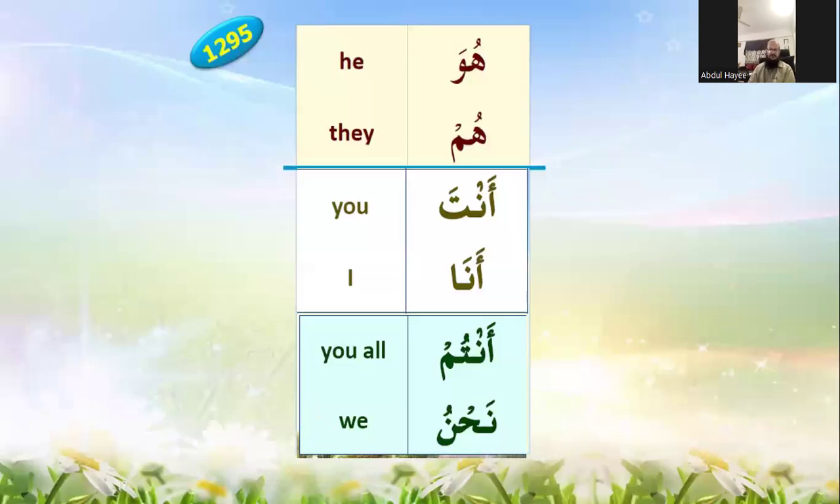We go to pronouns. For pronouns, we have about 6 of them. Huwa, which is he, hum, which is they, anta, which is you, ana, I, antum, which is a plural for you all, and nahnu, which is we. So these are the 6 pronouns that are easily understood. Next slide, please.